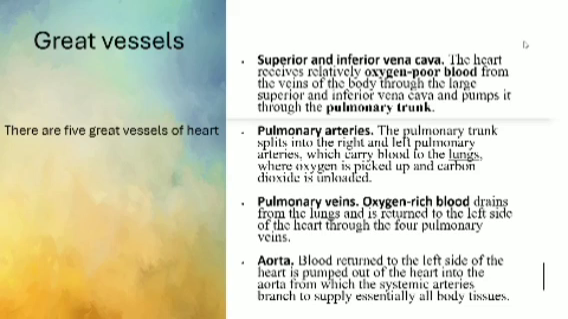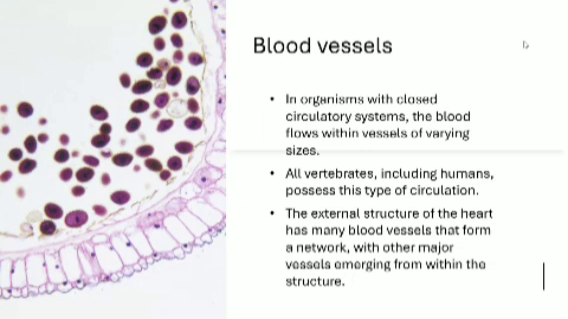Coming to aorta, blood returned to the left side of the heart is pumped out of the heart into the aorta, from which the systemic arteries branch to supply essentially all body tissues. Coming to blood vessels, in organisms with closed circulatory systems, the blood flows within vessels of varying sizes. Okay, all vertebrates including humans possess these types of circulation.